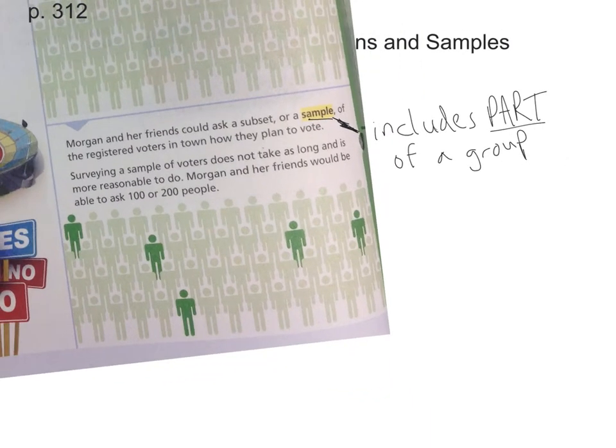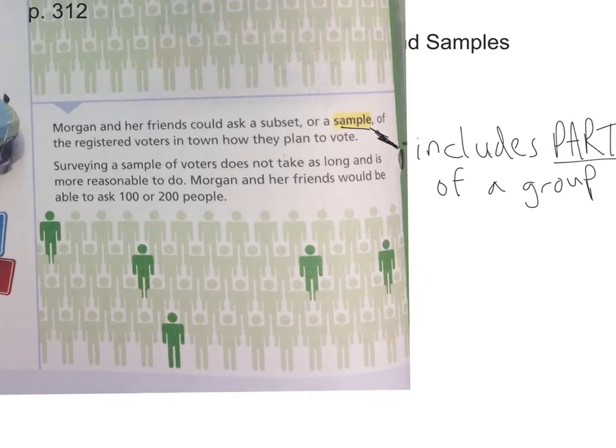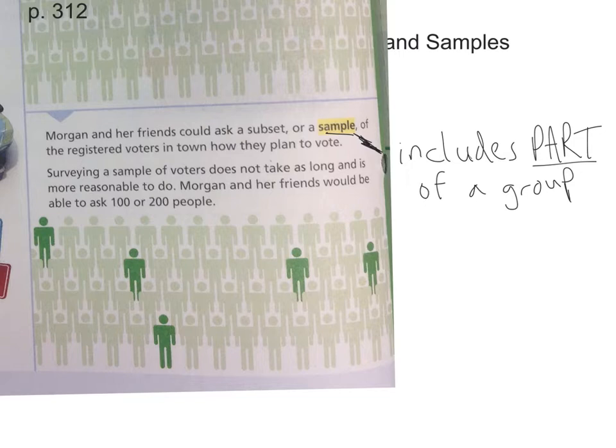A sample includes part of a group. We're just asking some of the people. So out of this group, we've got almost 2,500 people. They're saying maybe they'll ask 100 or 200 people. So that would be a nice sample there. If we only ask like 5 people, that's probably not a real good sample, because we're not asking very many people.